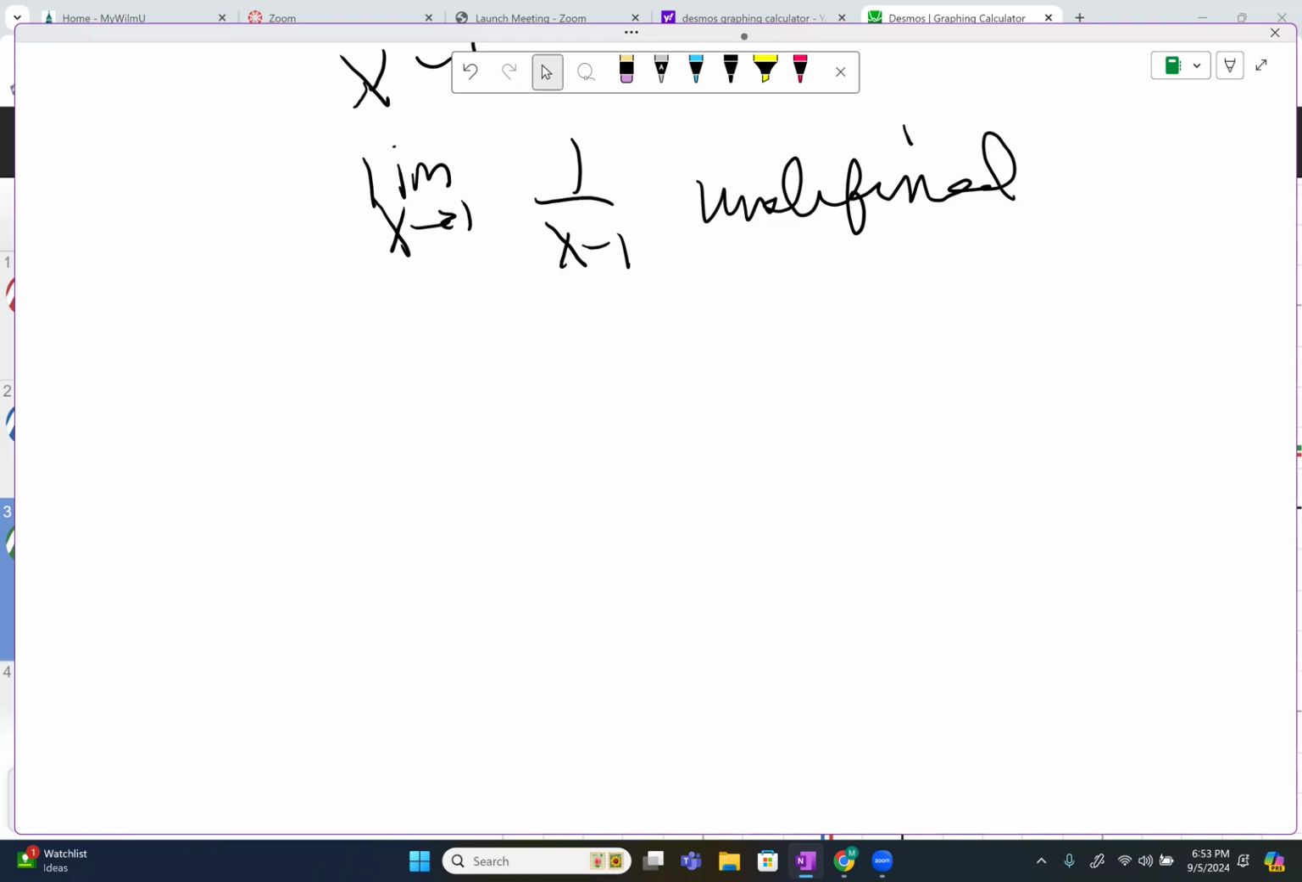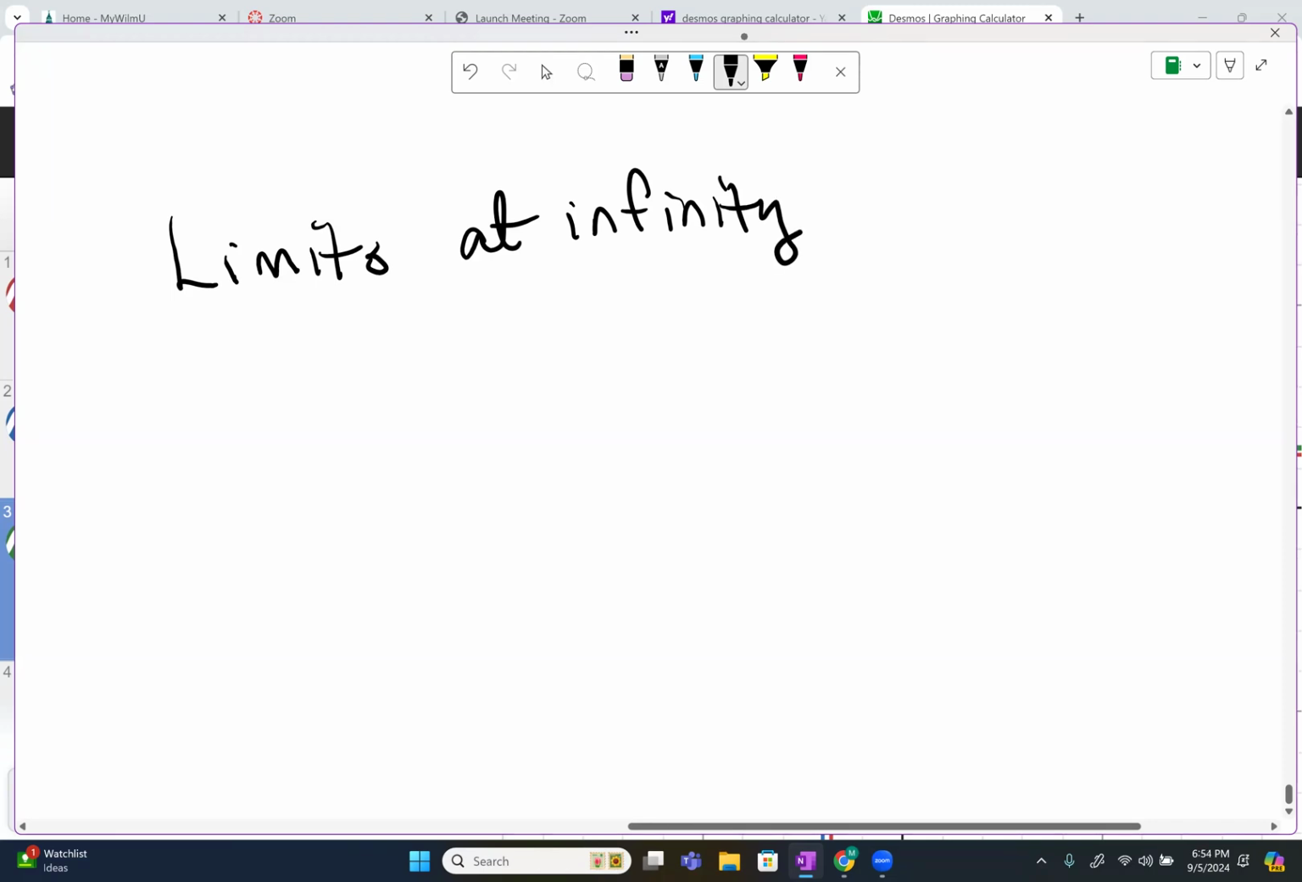Okay, the next example we could do totally. Let's do limits at infinity, because I talked about those infinite limits, so let's talk about that. So limits at infinity, and this is the limit as x reaches infinity of 1 over x to the nth becomes 0.